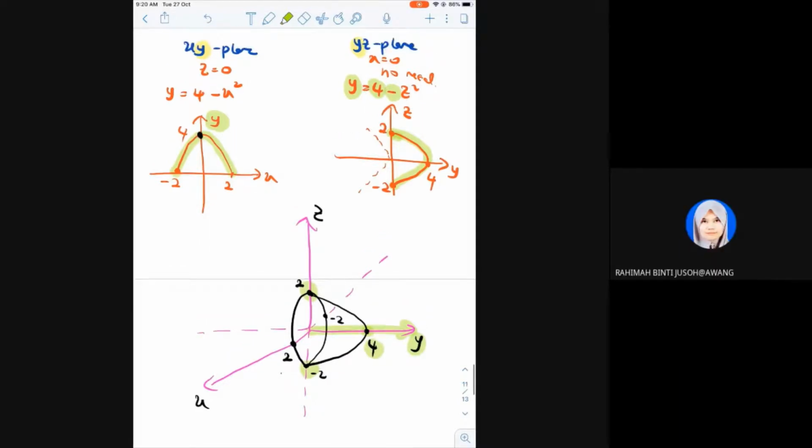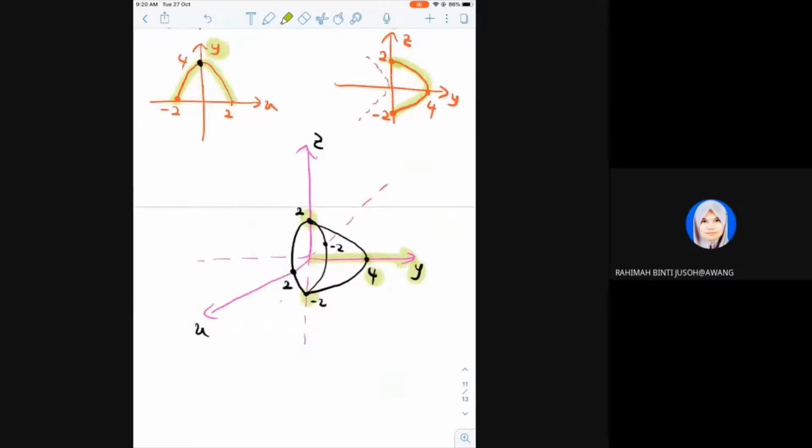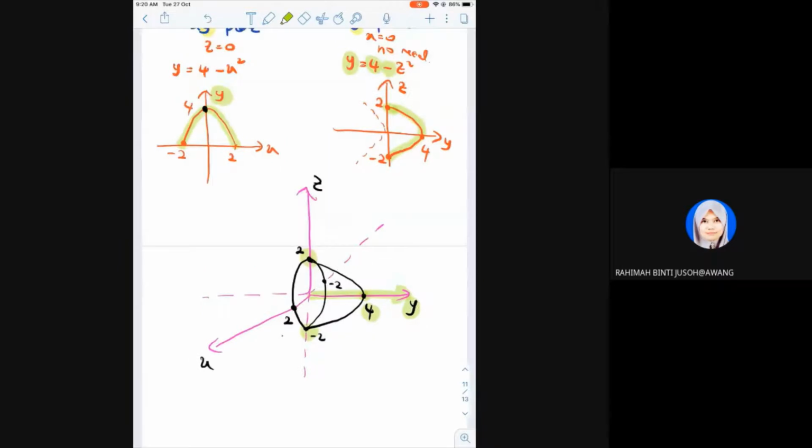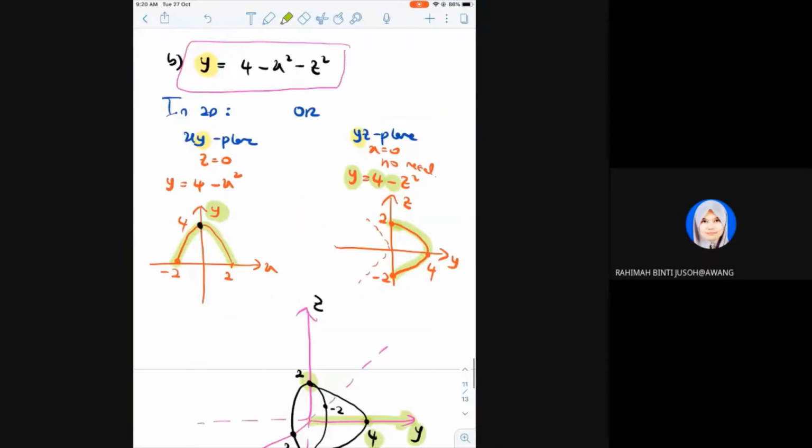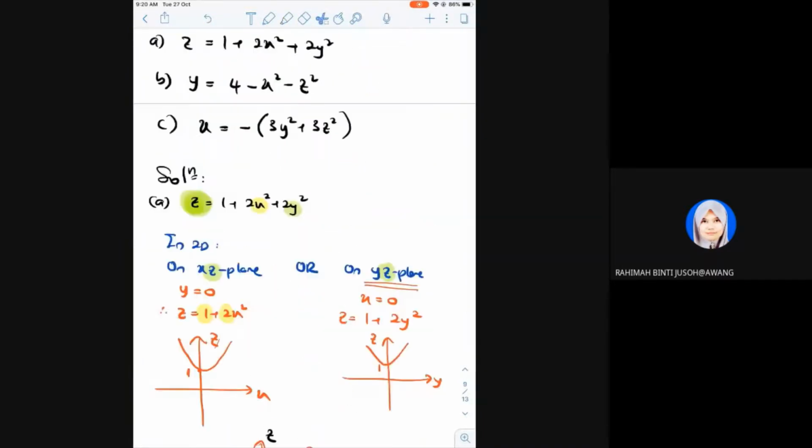Ingat eh. You tengok bucu dia dekat mana? Kalau lukis parabola ni, you tengok bucu dia dekat mana? Kat situ you tanda dulu. Okay, so that's question B. Now question C. Ini senang sikit.